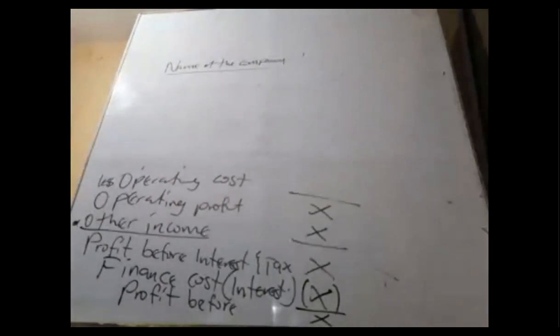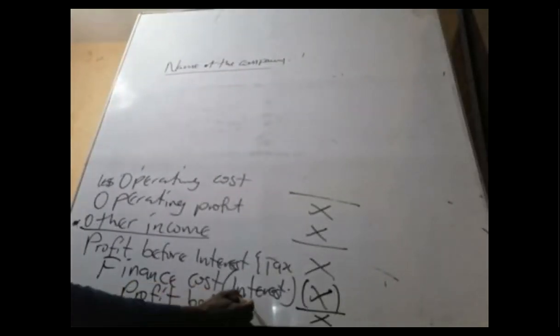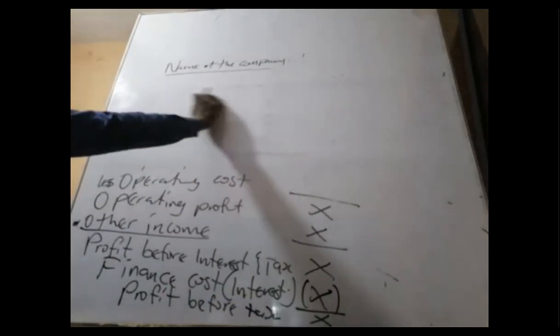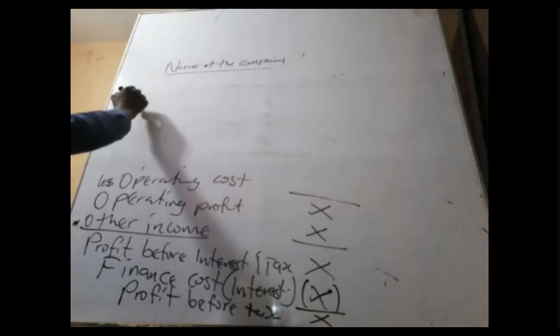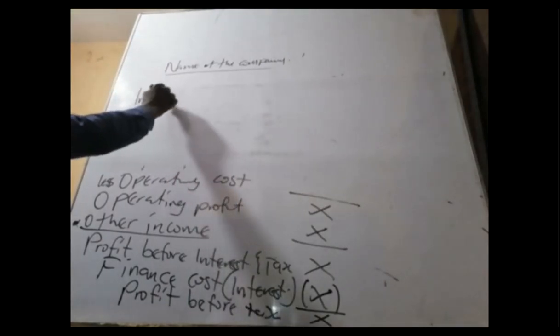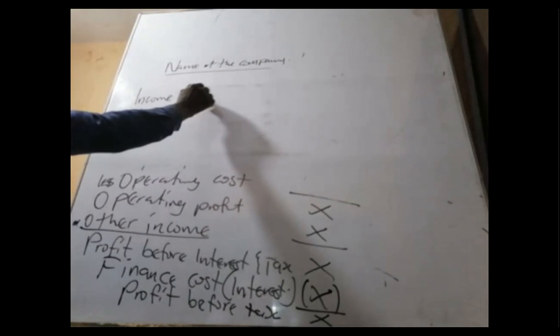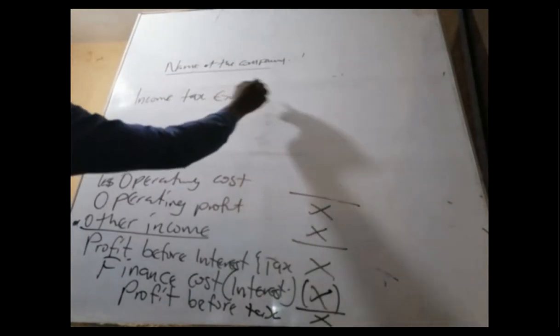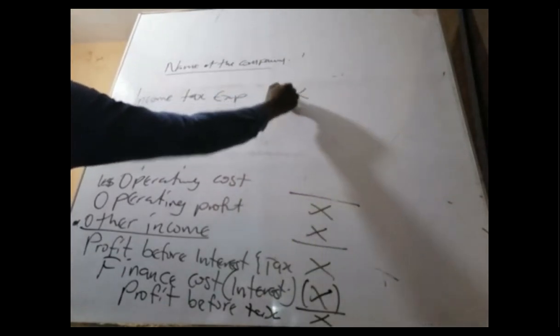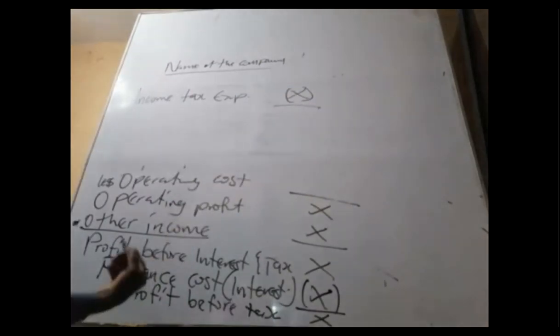Okay, now let's do something in here. Right after profit before tax, what do you think will be the next action? I'm continuing here. The next action is called income tax expense. So much is subtracted. What do you think will be the answer?